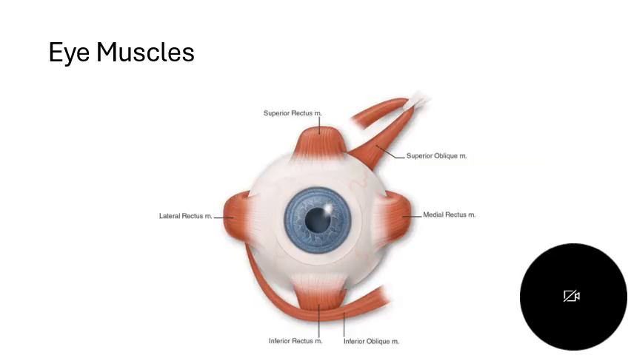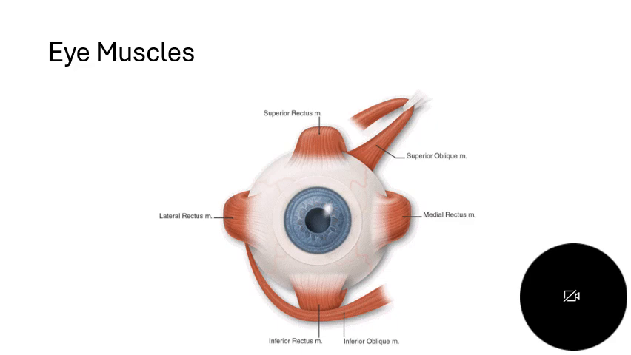The muscles of the eye are the four cardinal muscles that go up, down, and side to side, and then the muscles that help rotate the eye, the superior oblique and the inferior oblique. The muscles originate from the cone, which is called the annulus of Zinn, and as they come forward, they attach in different areas.